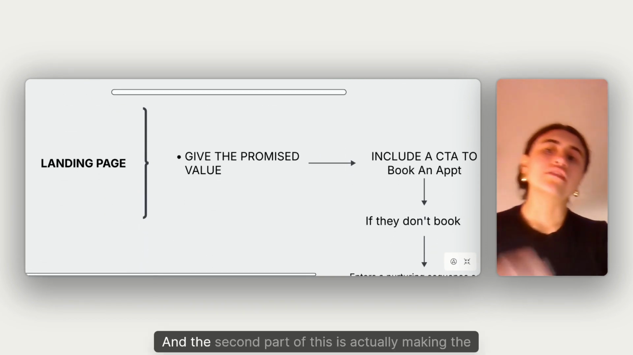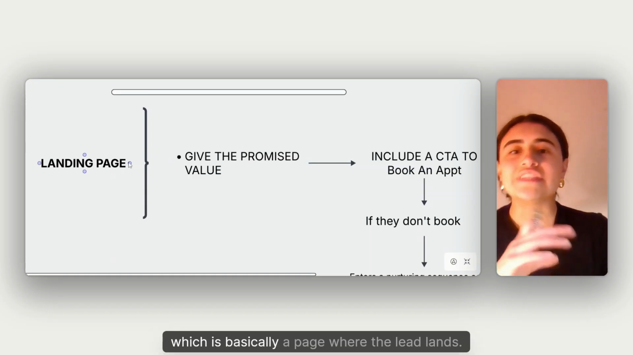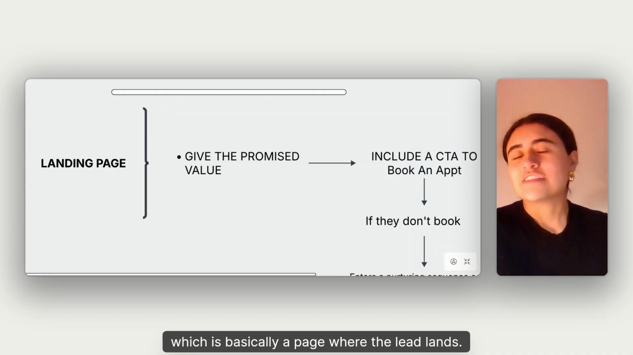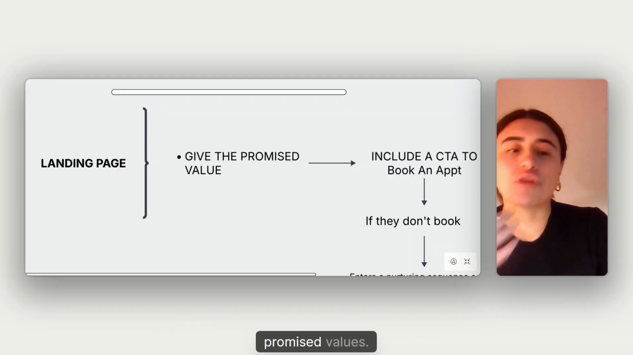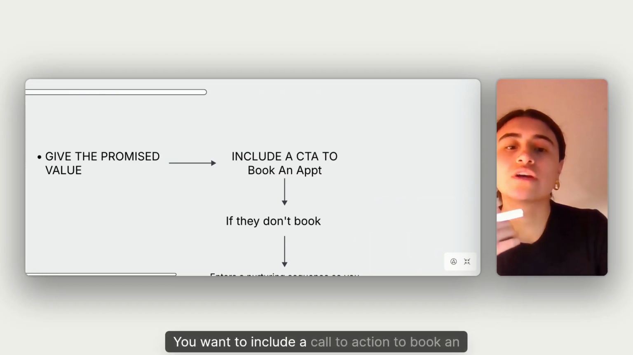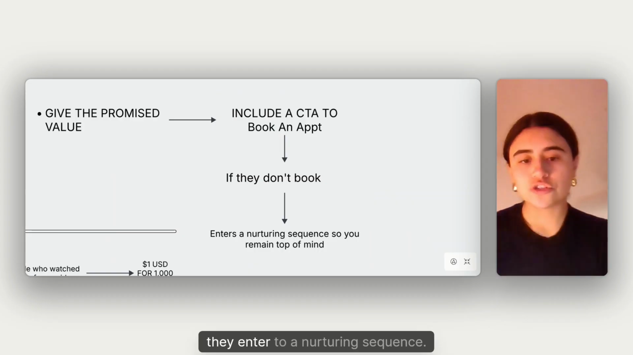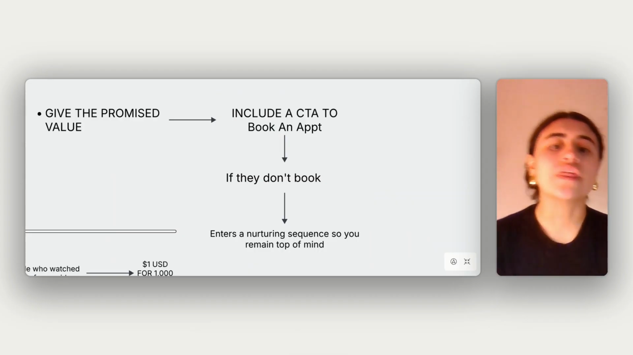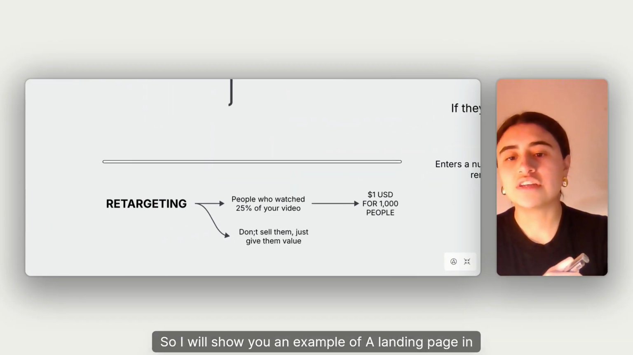And the second part of this is making a landing page, which is basically a page where the lead lands. That's basically everything. So on this page, you're going to give them the promised value. You want to include a call to action to book an appointment, and if they don't book an appointment, they enter a nurturing sequence so you can remain top of mind. I will show you an example of a landing page in a moment.